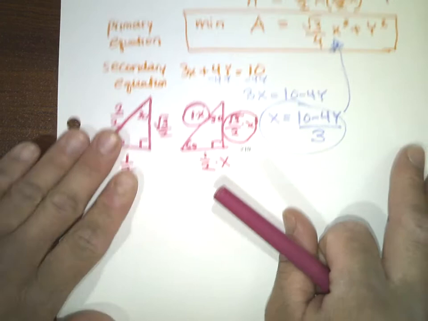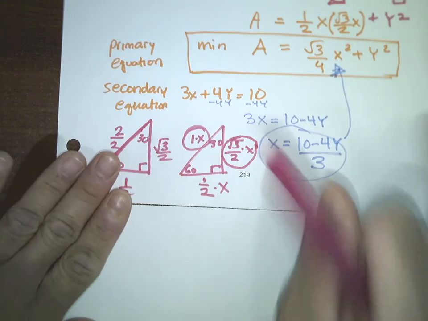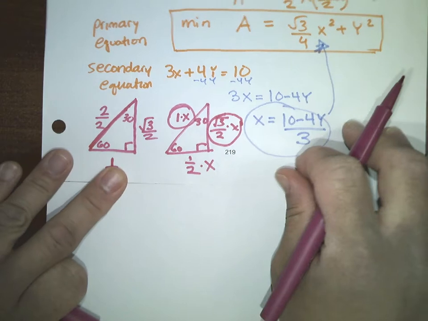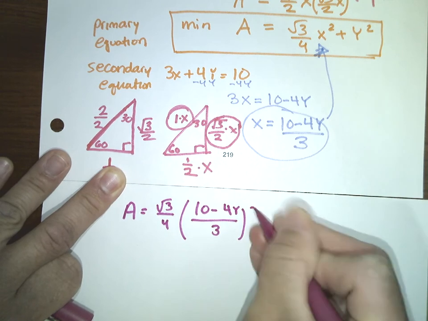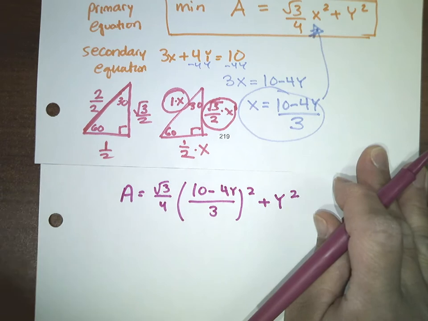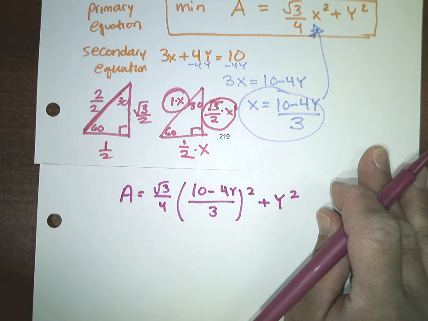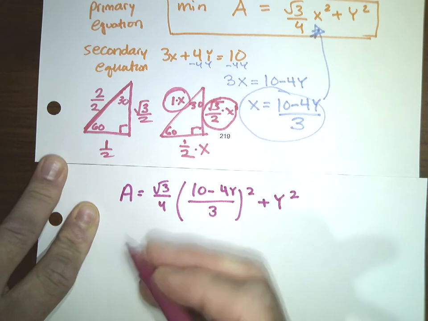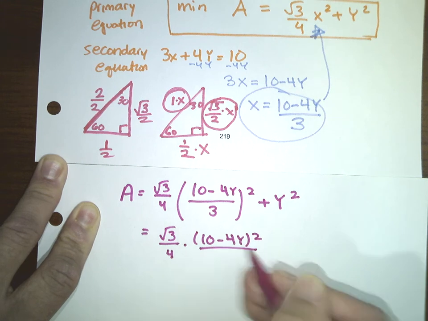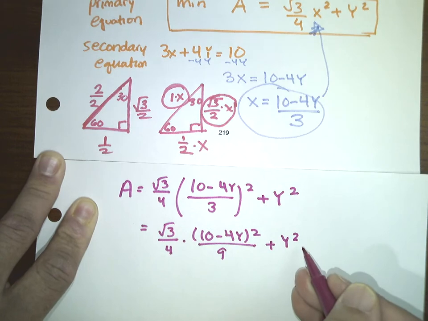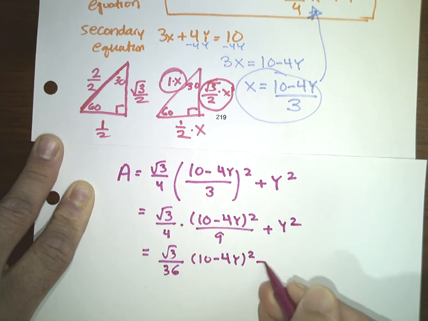All right, so I'm glad that it's a nice day out today, because you'll want to go take a walk after this question for sure, probably. Now let's substitute that in so that the area becomes square root of 3 over 4 times 10 minus 4y over 3 squared plus y squared. I need to find the derivative, but I'm going to simplify this at this point. So square root of 3 over 4 times 10 minus 4y squared over 3 squared, which is 9, plus y squared. And then 4 times 9 is 36. So square root of 3 over 36 times 10 minus 4y squared plus y squared.